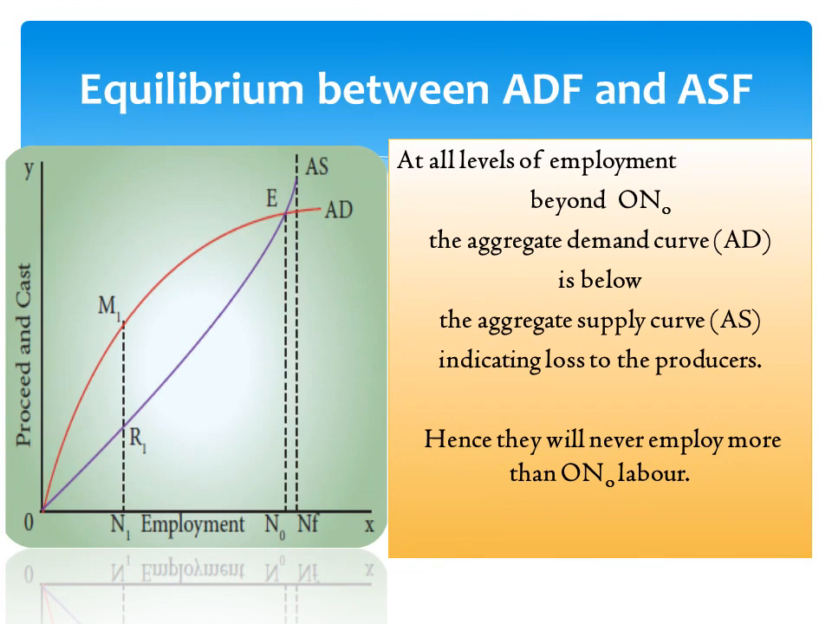At all levels of employment beyond ON0, the aggregate demand curve is below the aggregate supply curve, indicating loss to the producers. Hence, they will never employ more than ON0 labor.